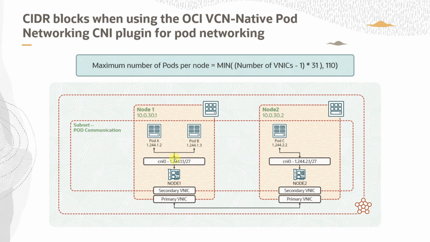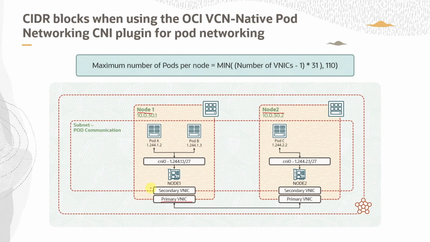The Kubernetes API endpoint subnet only requires a small CIDR block, since the cluster only requires one IP address in the subnet. So basically a /30 CIDR block is more than sufficient for the Kubernetes API endpoint subnet. Every worker node in the node pool has a primary virtual network interface card with a primary IP address.